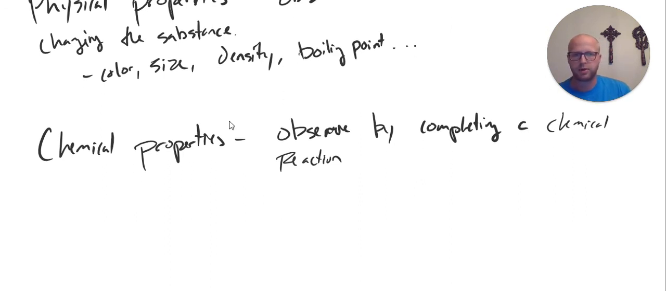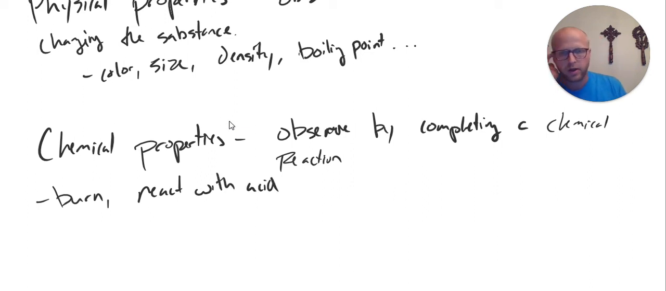So how does something burn? Or how does it react with acid? Those are just two examples of some chemical properties. So anytime with chemical properties, normally it says, hey, how does it react? Does it react with a metal? Does it react with water? Or stuff like that. And how do we observe them? By completing a chemical reaction.